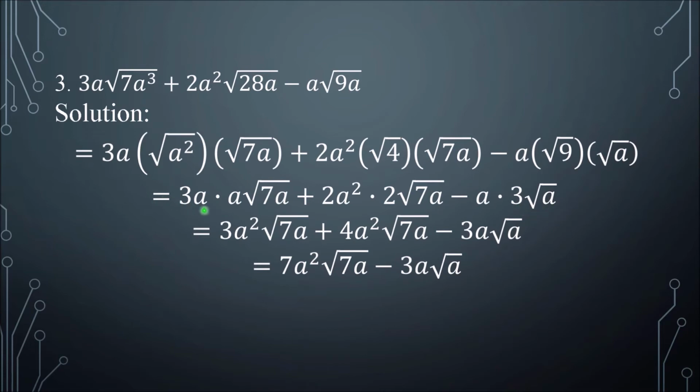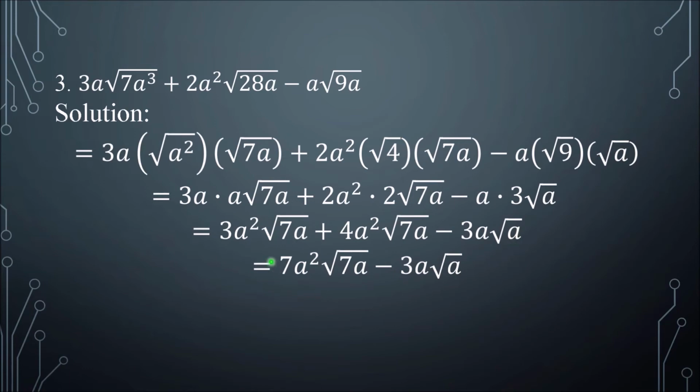Now, 3a times a is 3a squared. Square root of 7a, plug in. And then 2a squared times 2 is 4a squared. Plug in again square root of 7a. A times 3 is 3a. Plug in square root of a.